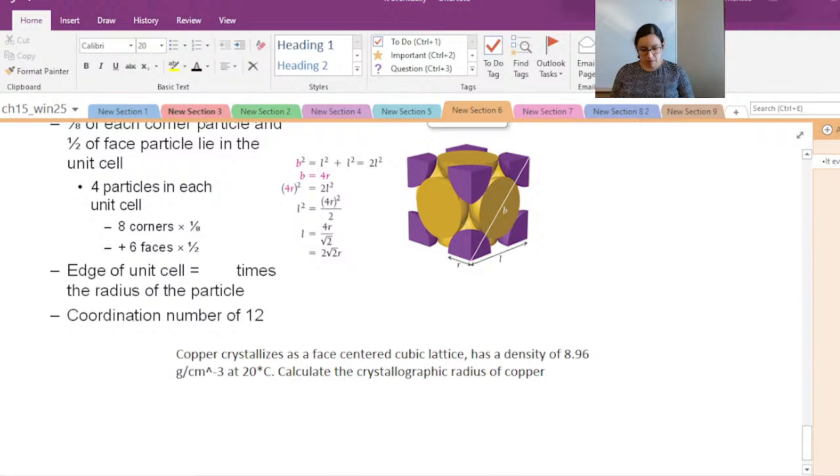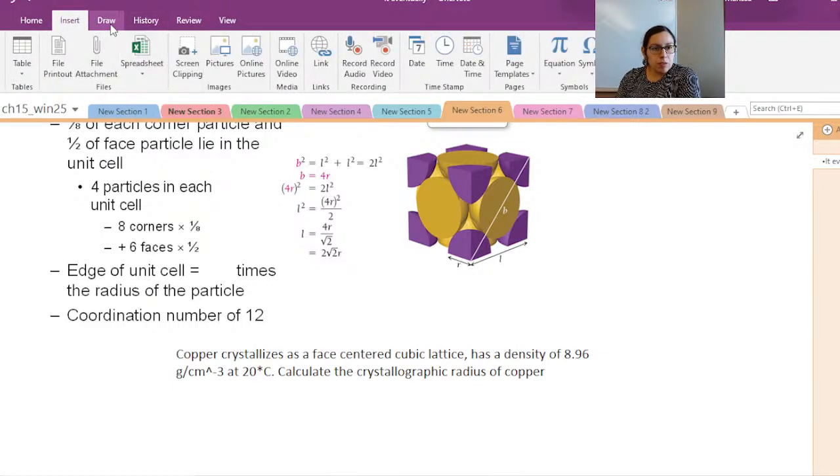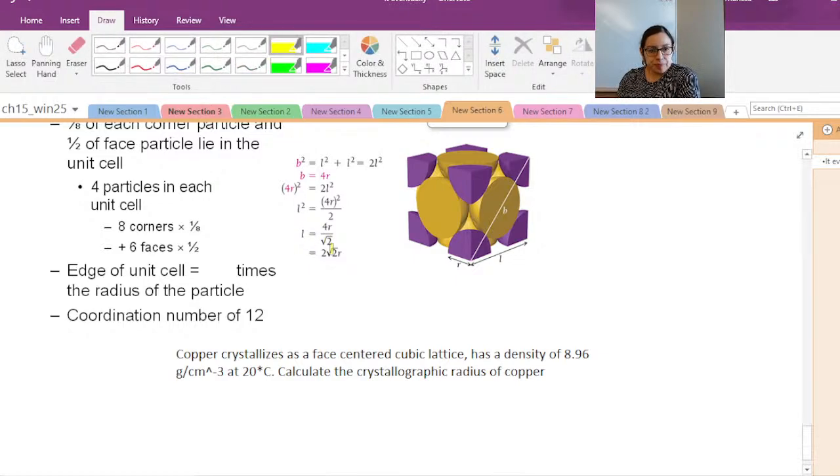So let's hear, what are some thoughts on how we can approach this? Yeah, what are you thinking? To set up the volume part of the density, you need to take the edge length and cube it. So you want to find, so let's think about that.